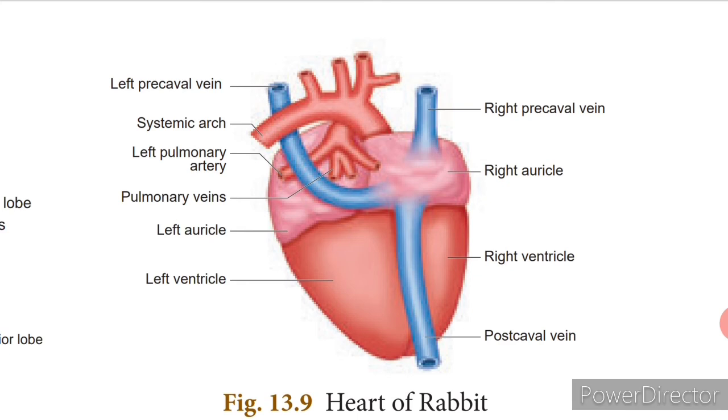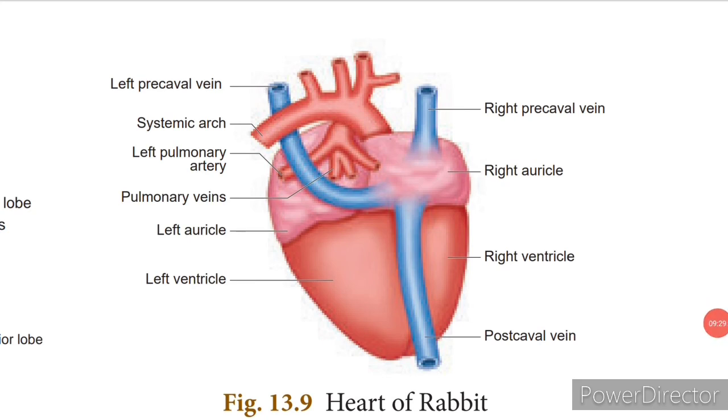The right auricle opens into the right ventricle, isn't it? Now there you have the aperture, which is called the auriculoventricular aperture, and this consists of the tricuspid valve. Similarly, the left auricle opens into the left ventricle, and there comes the auriculoventricular aperture, and this consists of the bicuspid valve.